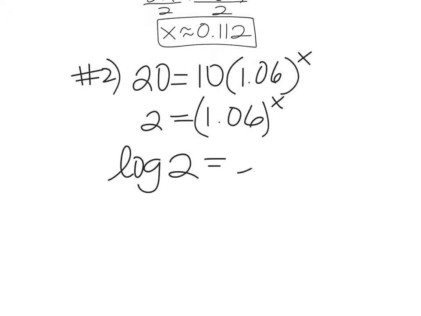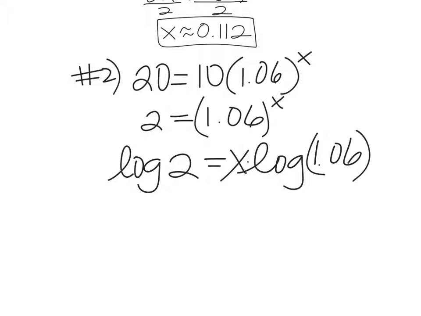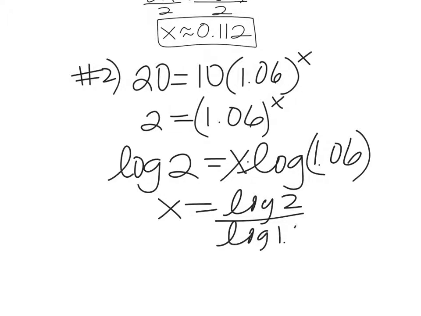So log 2 equals x times log 1.06. I'm going to take that x and move it to the front. That's why you take the log of both sides, so that you can move that exponent down. And then finally, divide both sides by log 1.06. So x equals log 2 divided by log 1.06.